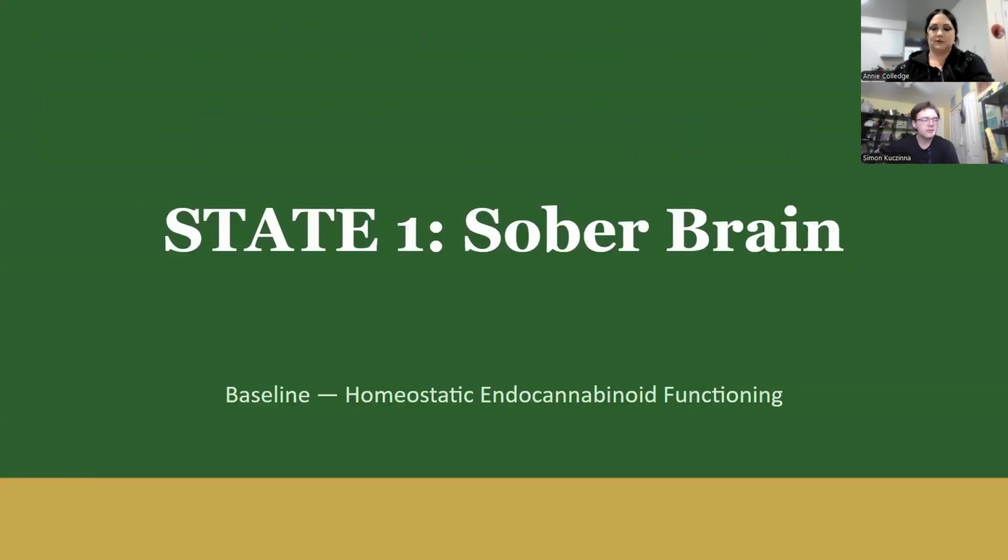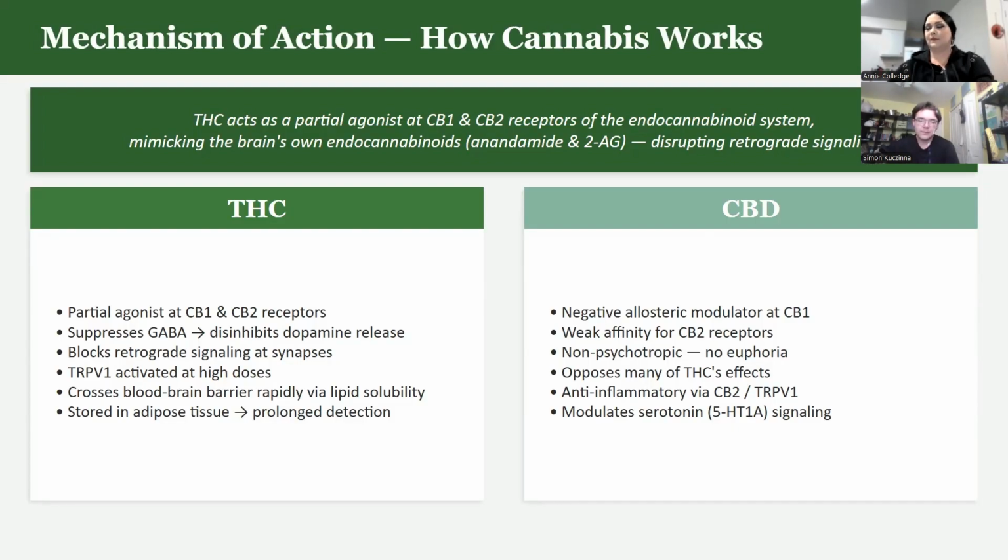Next, CBD is the opposite of THC. CBD is a negative allosteric modulator. At CB1, it actually dampens the receptor's activity, countering many of THC's effects. This is why CBD-dominant strains of cannabis have a completely different neurological profile than THC-heavy ones.